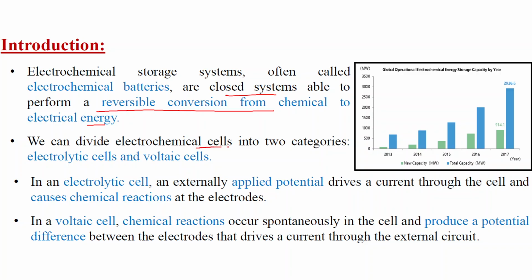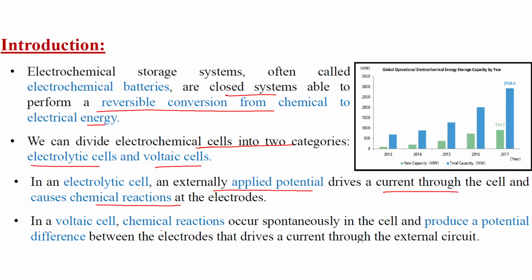We can divide the electrochemical cells into two types. The first one is the electrolytic cell and the other is the voltaic cell. In an electrolytic cell, an externally applied potential drives a current through the cell and causes chemical reactions at the electrodes. Firstly, we apply an external potential, and that external potential drives current through the cell, and this current causes chemical reactions to occur at the electrode surfaces.